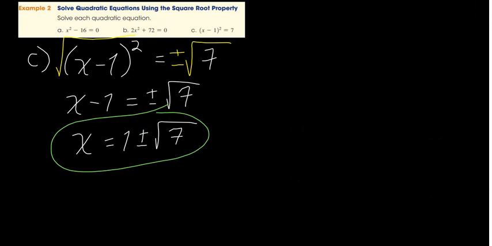We are essentially wanting it to look something like this. The left side being some binomial squared equal to some constant, right? Once we got to this point, it was really easy to solve, wasn't it? Once we got to this point, we took the square root of both sides, and then we added 1 to both sides, and we were done.